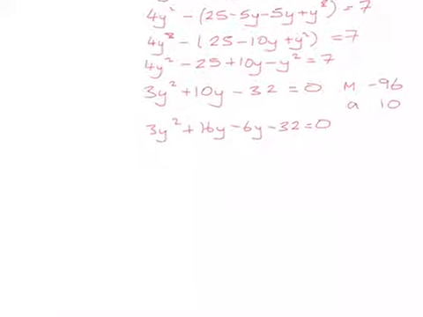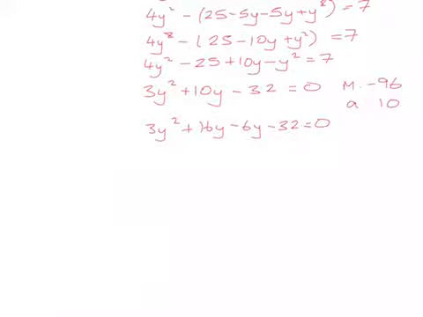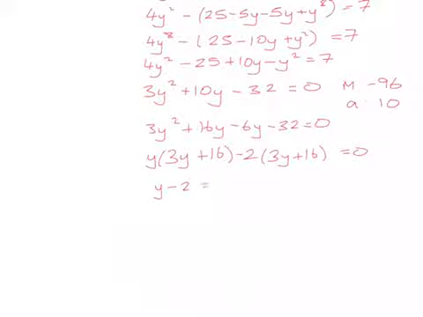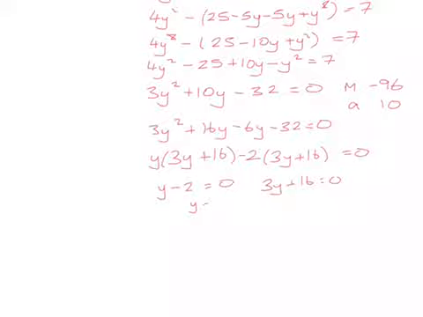So if we factorize the first 2 terms, we take out y, and then you'll have 3y plus 16. We want the same thing over here. To get that, we're going to have to do minus 2, and that's equal to 0, which leaves our 2 brackets as y minus 2 equals 0, 3y plus 16 equals 0, which means we've got y equals 2, and then y equals minus 16 over 3. Now, this has got us 2 y values as we expected because we had a quadratic.